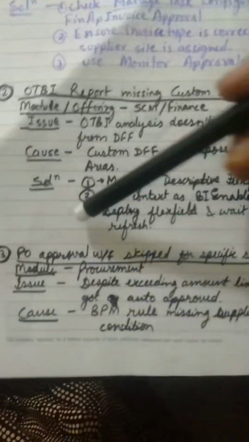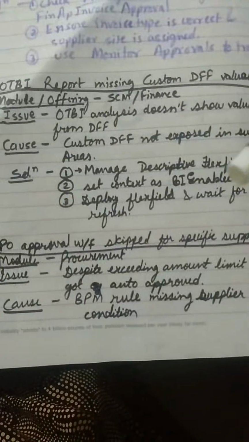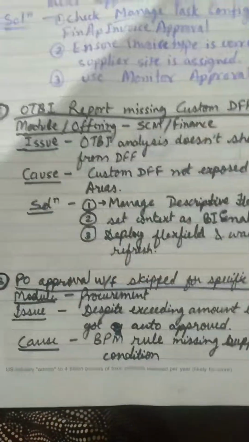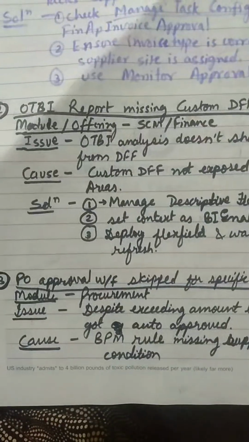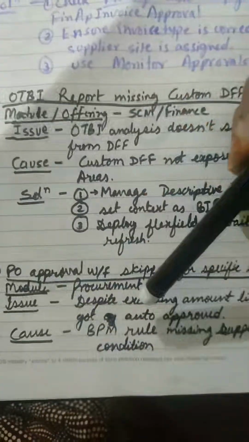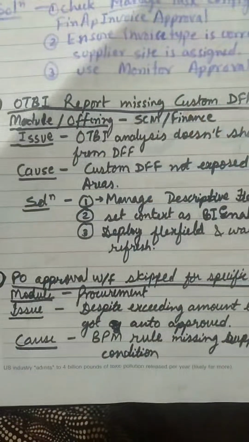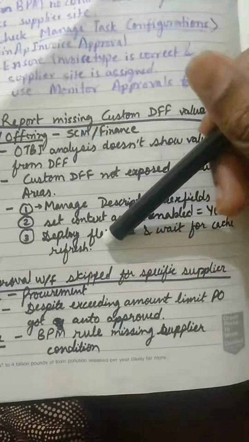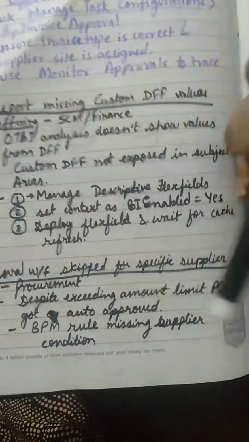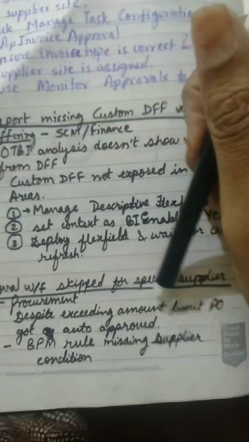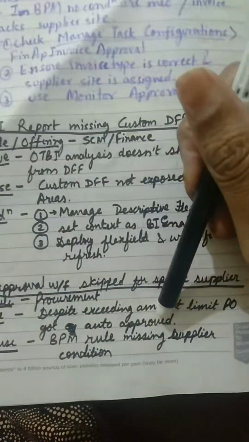The second one for workflow is, let's say, for a specific supplier, the PO approval workflow is skipped. The module or offering for this is Procurement. And the issue here is that, despite exceeding the amount limit, the PO got auto approved.